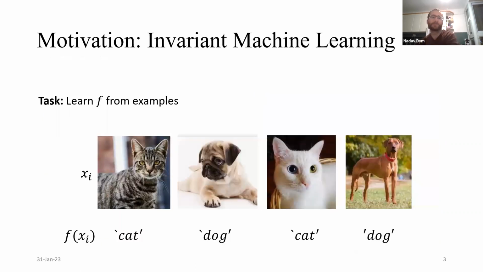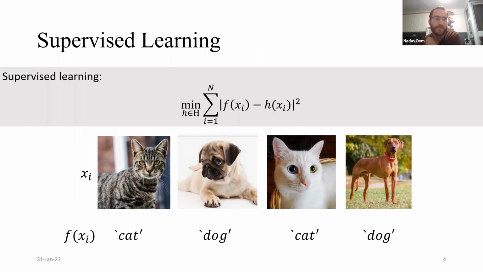So anyway, this is going to be a math talk, but with a little bit of motivation from invariant machine learning. Here we have a simple machine learning task. We want to learn a function from examples. The examples are images, and we want to solve a classification task. So it's pretty standard.